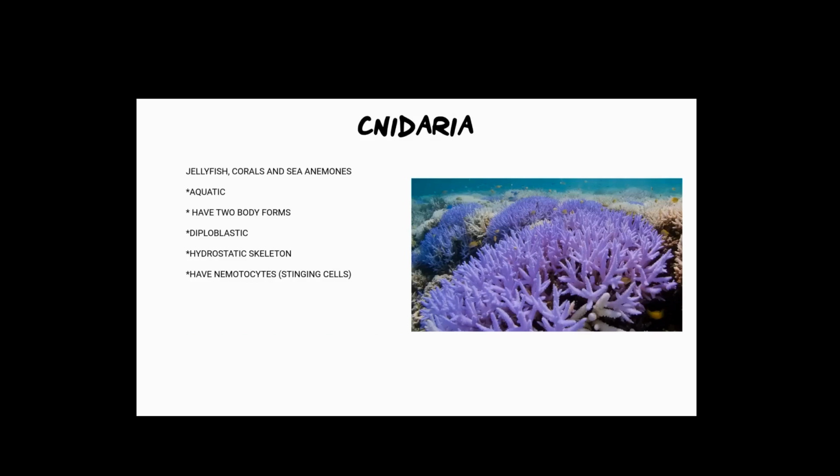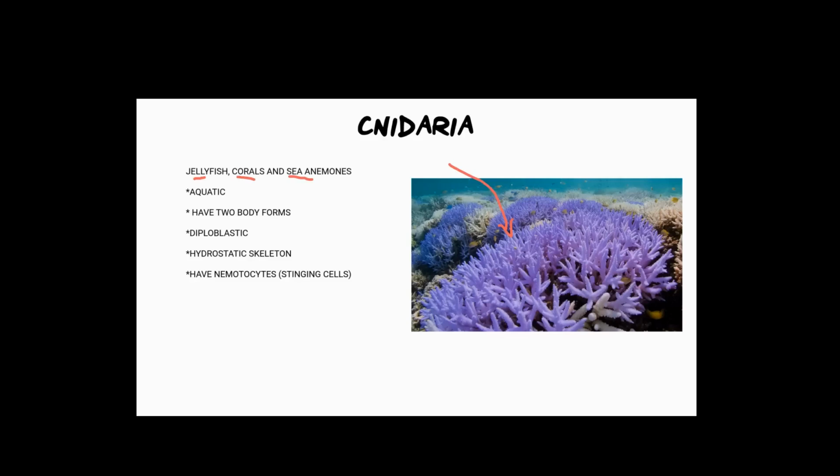The next phyla we're going to look at is Cnidaria. Now, Cnidaria come in a multitude of varieties. Some that we are familiar with are jellyfish, corals, like you can see in the photograph alongside, and sea anemones. And what a lot of people don't realize when they look at coral is that this entire structure is a collection of Cnidarians living together.